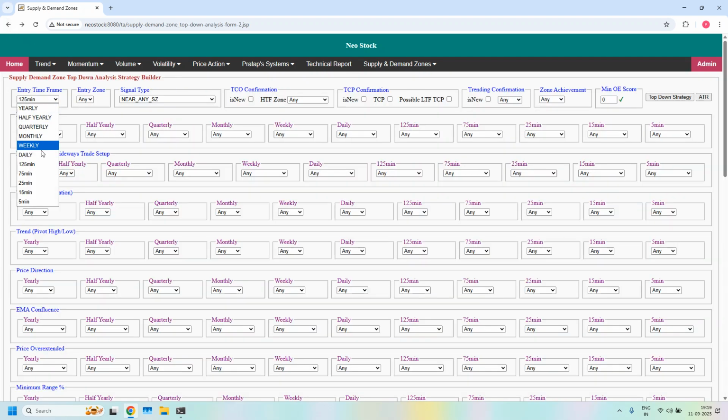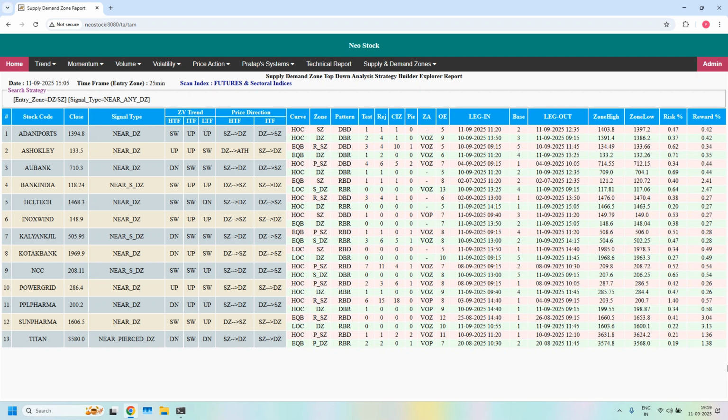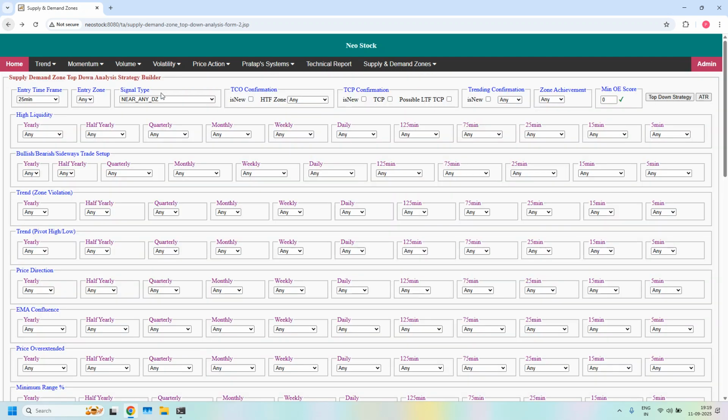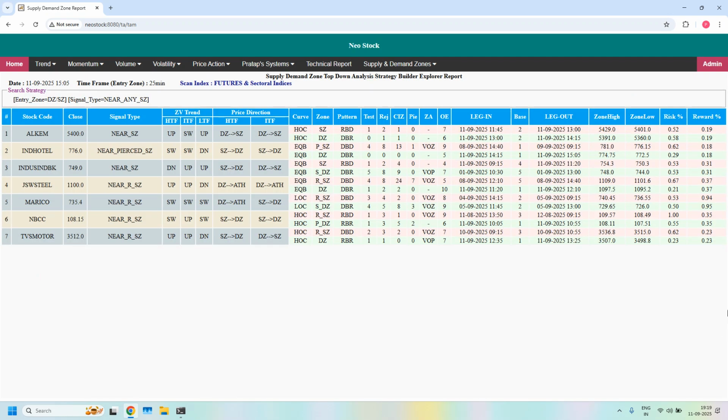Next time frame is 75 already generated. Next 25 minutes, stocks near to the 25 minutes demand zone, we got 13 stocks. Next, stocks near to the 25 minute supply zone, we got 7 stocks.